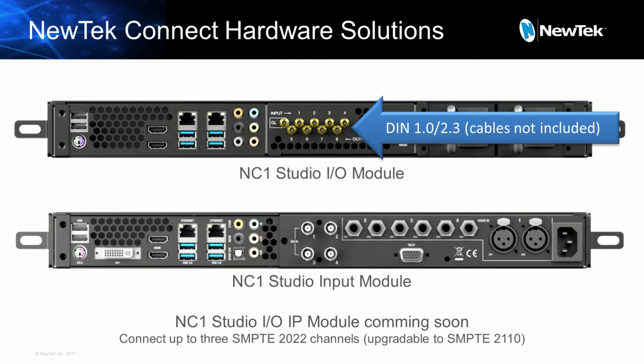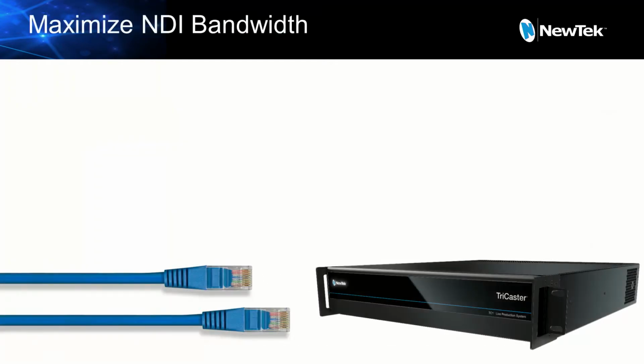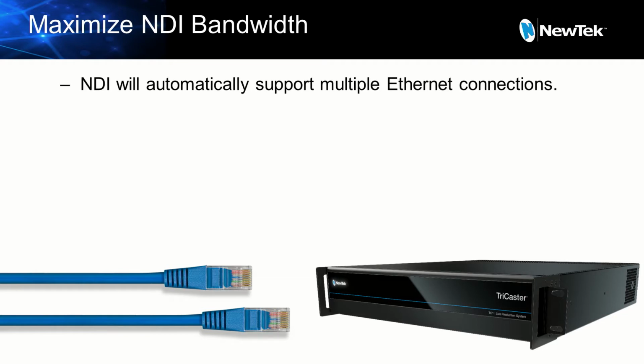All right, the last thing before we take a look at the new features here, I just want to talk about maximizing your NDI bandwidth, because this is something that these new systems can really benefit from, and you might not be aware that you can do. So if you notice, the TC1, all the Connect boxes, the Studio Expansion module, and even IP Series, they all have more than one Ethernet port on it. And NDI has been built with support for multiple Ethernet connections.